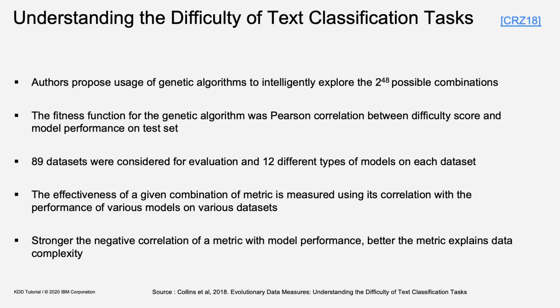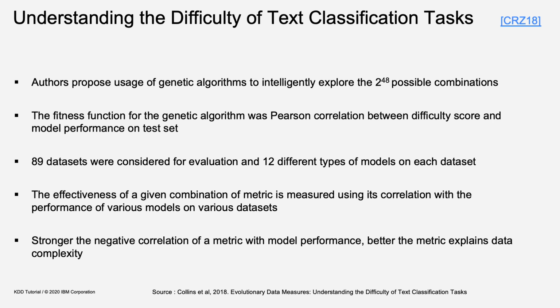Once the 48-dimensional feature vector is constructed for each dataset, there are 2 to the power 48 possible combinations of metrics which can be designed from this feature representation. In order to intelligently traverse the search space and find the best metric, authors propose usage of genetic algorithms. These algorithms function based on a fitness function to rank a combination. In the current settings, authors use the Pearson correlation between the difficulty score obtained from a given combination and the accuracies of the different models obtained on this dataset.